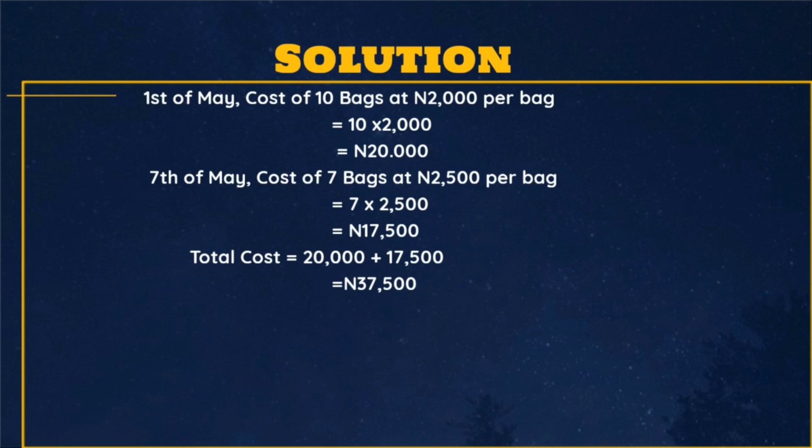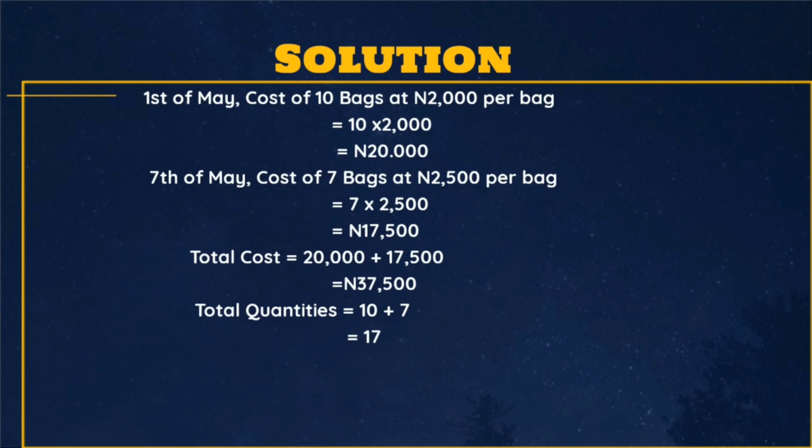Now, what is the average cost? That is, what is the cost of each one? If you are talking about the cost of one, that means we need to know the number of quantities that are in the store, and that is going to be the total quantity. That is going to be 10 plus 7. That is the 10 bags that I received on the 1st of May and the 7 bags that I received on the 7th of May. And that is going to give us 17. That is the total quantity.